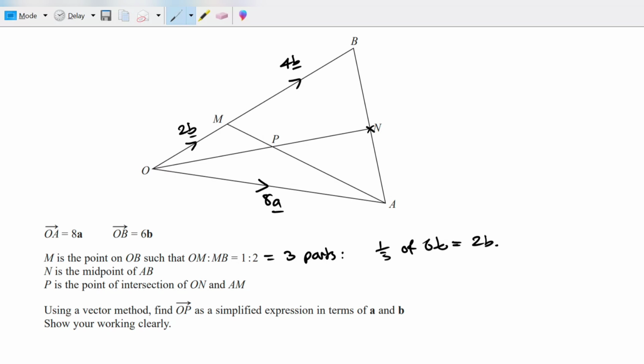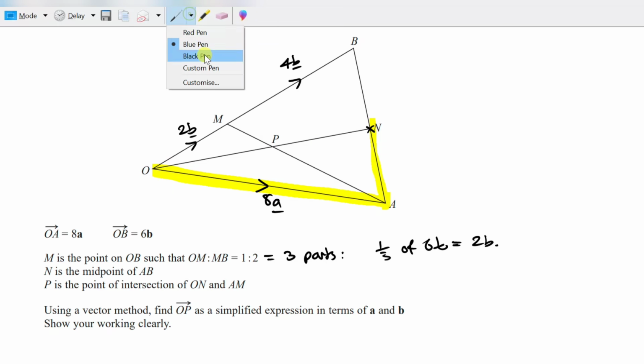So let's have a look. Now, let's think about how we can go to OP. So we can go with literally any possible route. One route I'm going to take right now, which I can see, is I'm going to go from O to A, and then A to N, and then to P. But let's calculate O to N first, yeah, to make it a bit easier.